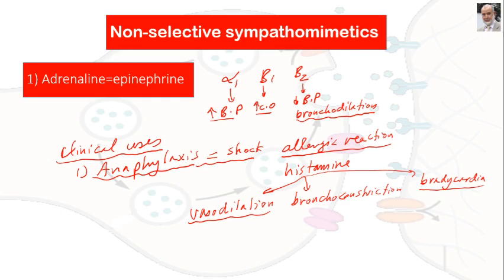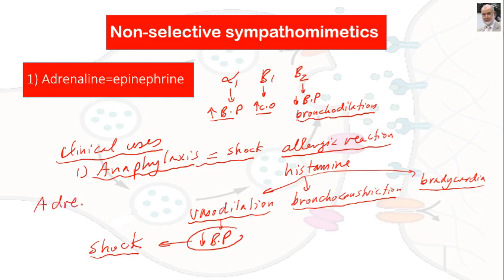As we know, vasodilatation means a decrease in blood pressure, and if this decrease in blood pressure is severe, it can lead to shock. That's why it is known as anaphylactic shock. Bronchoconstriction, you know it's dangerous. Respiration becomes very difficult. So in this case, for anaphylaxis, adrenaline is life-saving.